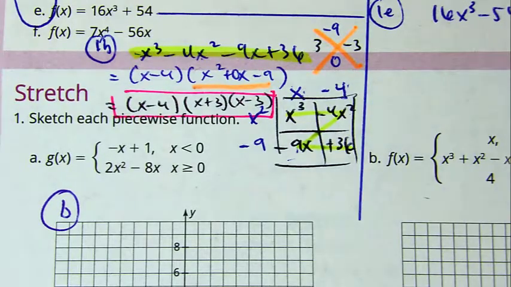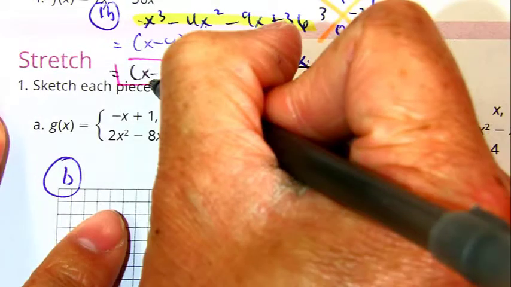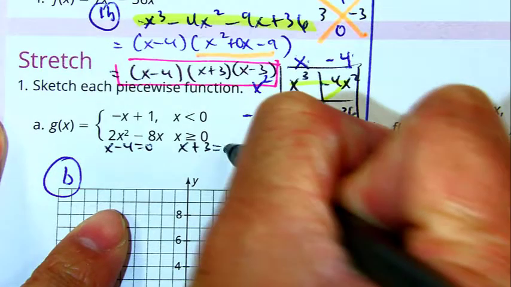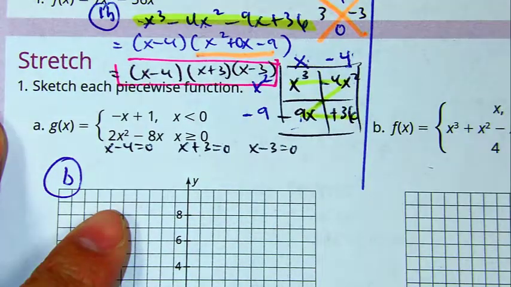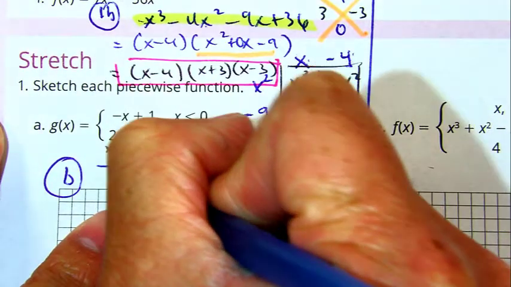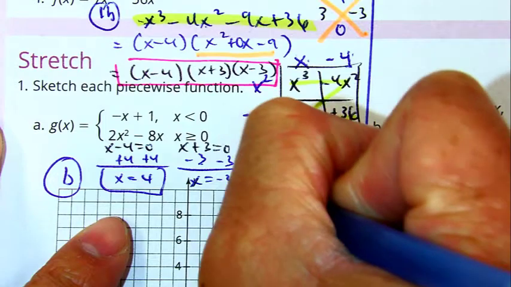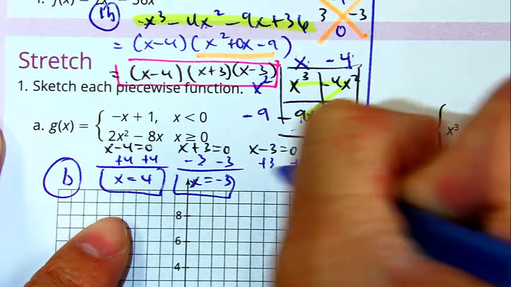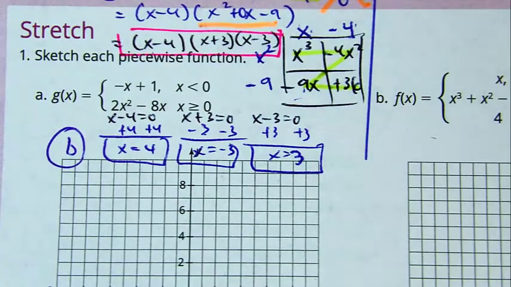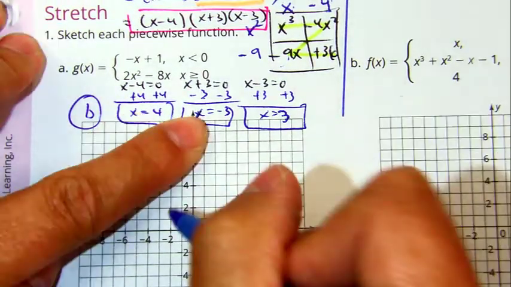How do I identify zeros? How do I solve for that? Solve means just get x by itself. So all you have to do is just set each of these equal to 0. I'm going to add 4. X equals 4. Subtract 3. X equals negative 3. Add 3. X equals 3. And then I use those numbers to graph it. 4, negative 3, positive 3.